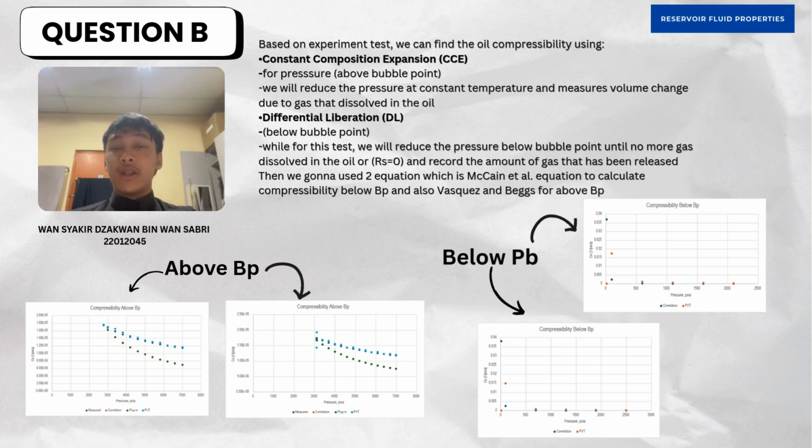And why is this compressibility important to the engineer? Because compressibility helps to understand the reservoir performance, and also helps the engineer to predict how the fluid will behave as the reservoir pressure drops. I think that's all from me. Continue with question C. Thank you.